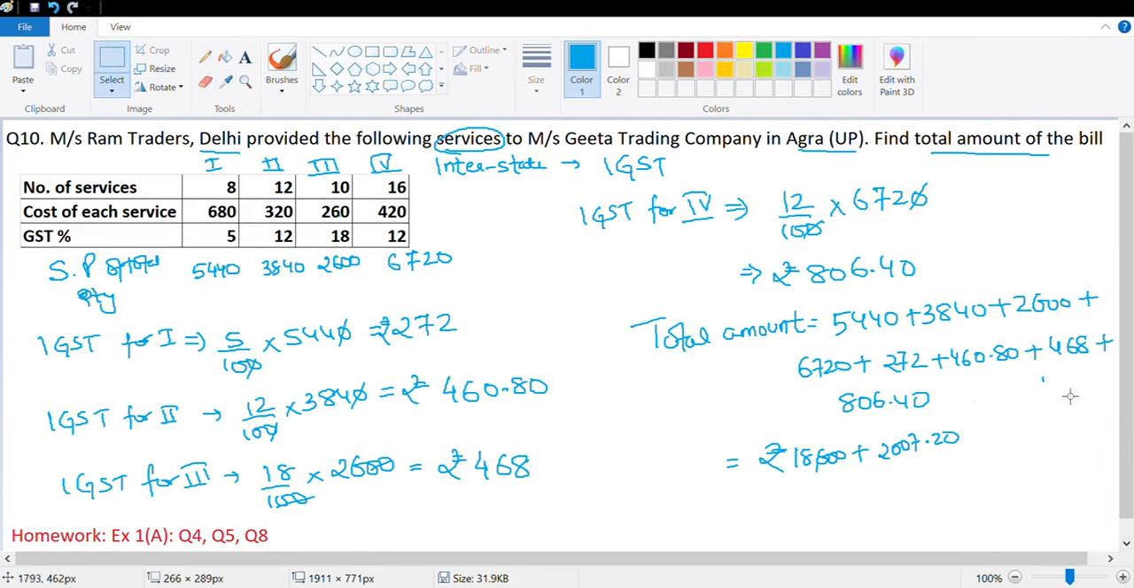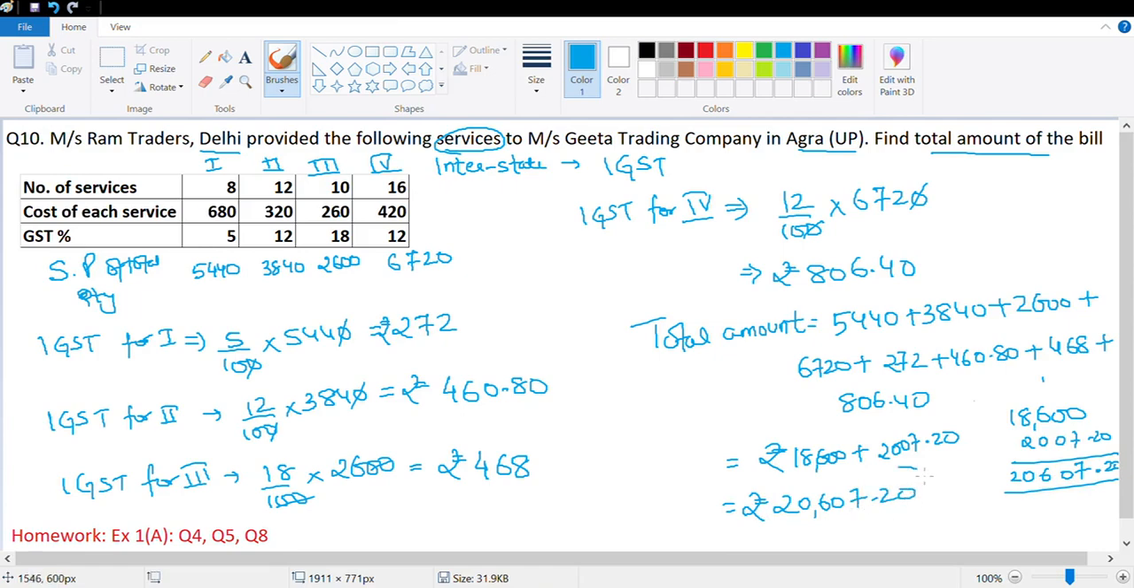Let's add this up now. So this is 18,600 and 2,007.20. That's rupees 20,607.20. That's the final amount of the bill.